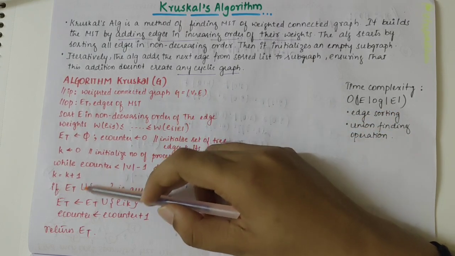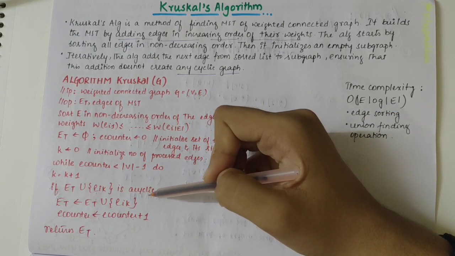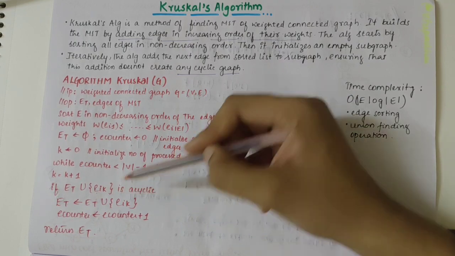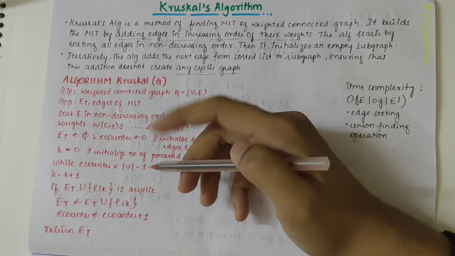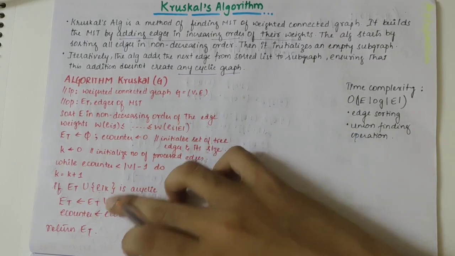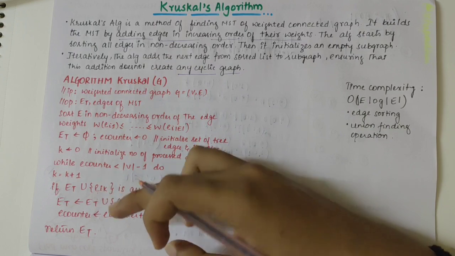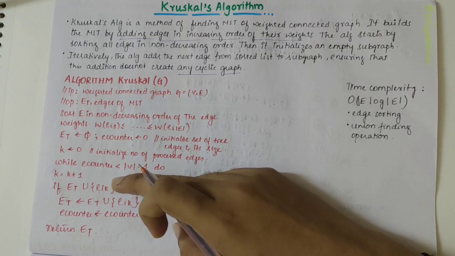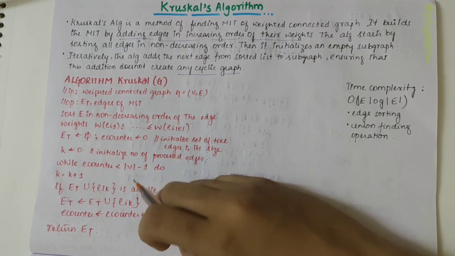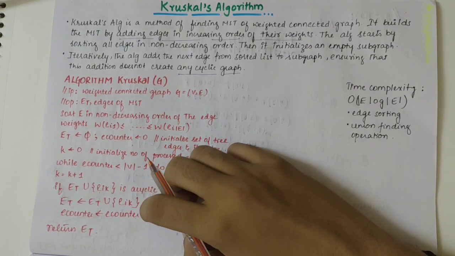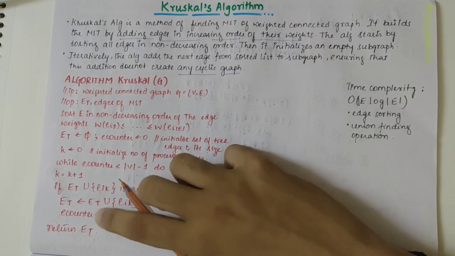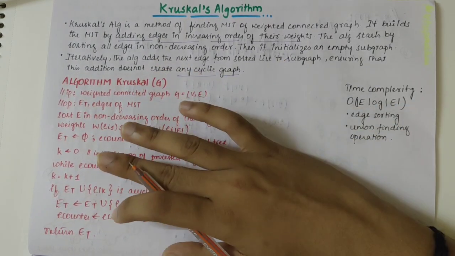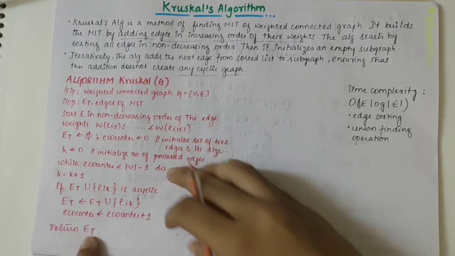Then we have if E(T) union E(i_k) is acyclic. So we are checking whether adding the current edge E(i_k) to the set E(T) would form a cycle or not. If not, it is safe, it is acceptable. But if the edge forms a cyclic graph, then exit the if part and return E(T). Else, if it is acyclic, then get into further: E(T) equals E(T) union E(i_k), and along with that, the E counter value is also incremented. Here we are adding the edge E(i_k) to the minimum spanning tree set, that is E(T), and incrementing the edge counter to counter plus 1, to reflect that an edge has been added to the minimum spanning tree. And finally, we are returning the set E(T) containing all the edges of the minimum spanning tree.